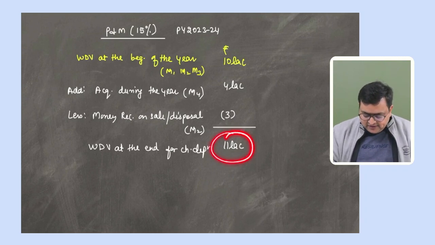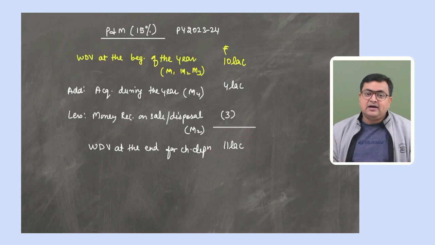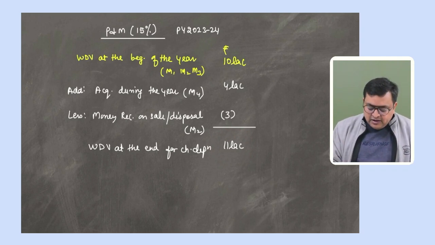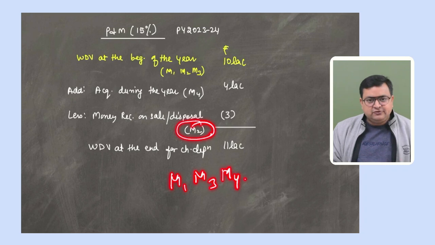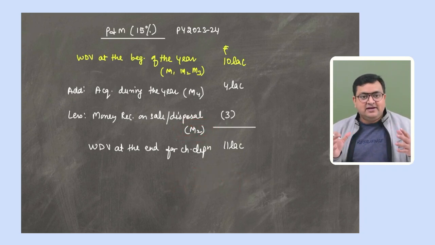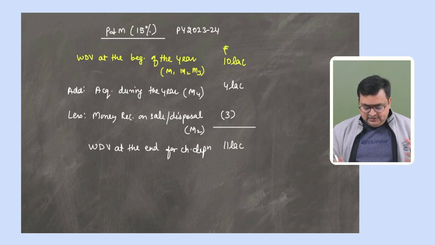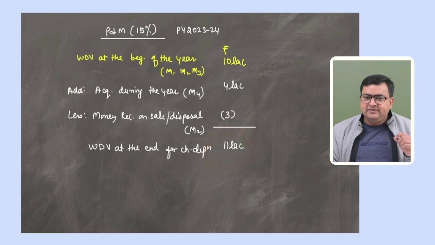First of all, ask whether there is any physical block. The value is 11 lakh. The answer is yes, sir. There are physical machines also. We have sold only M2, but still we have M1, we have M3, and M4 is also there. So we have physical assets in this block, there are some machines in this block and it also has value. So depreciation will be computed.